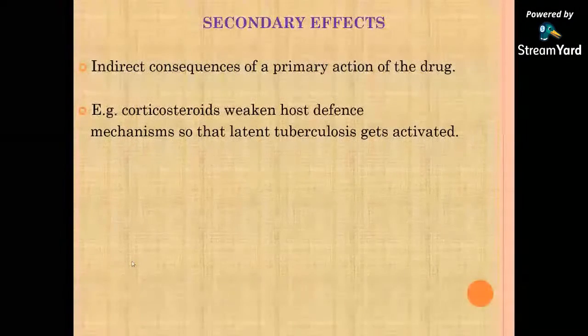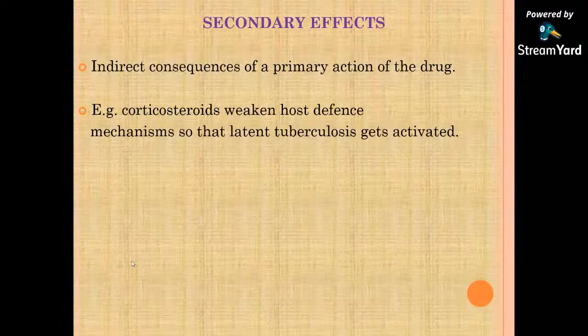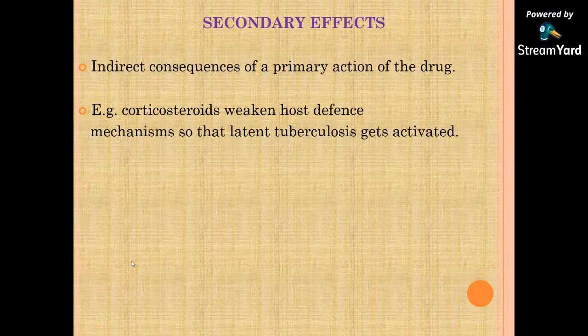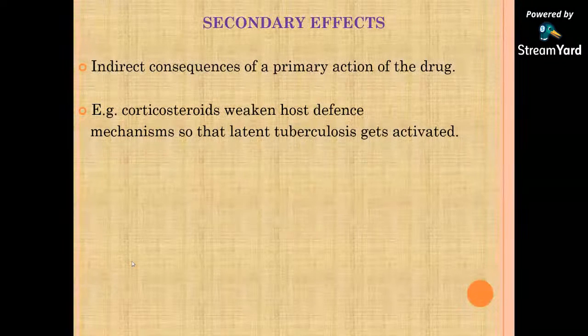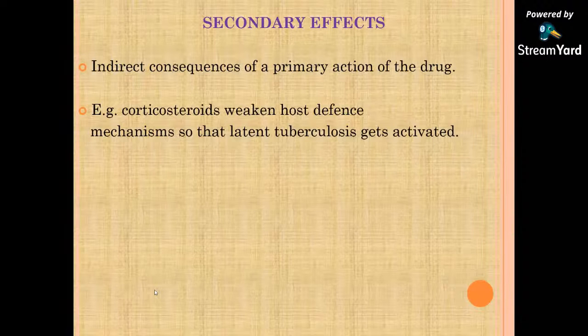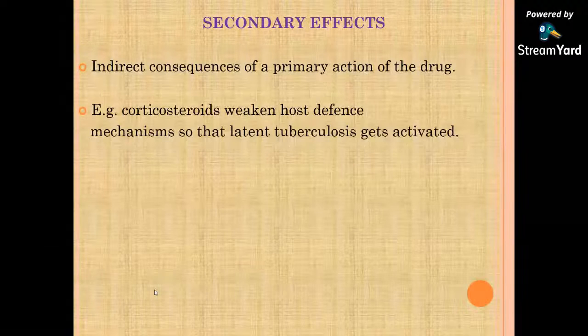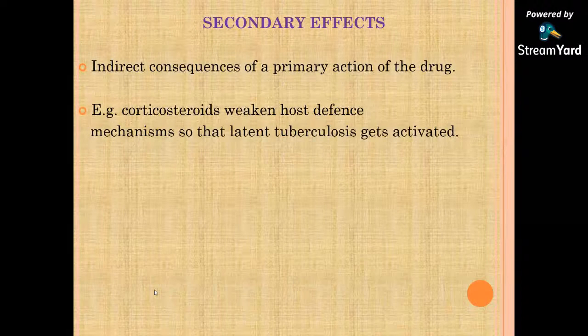Once the patient receives the drug treatment, whatever effect is observed indirectly in such a patient is called the secondary effect. For example, corticosteroid weakens the host defense mechanism so that latent tuberculosis gets activated. So we can say that corticosteroid induces tuberculosis.